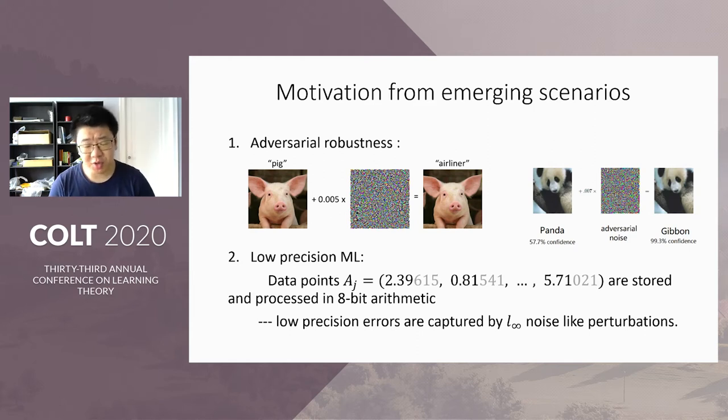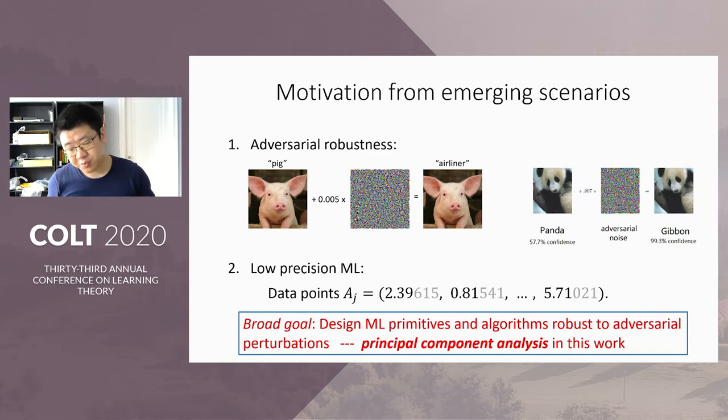So one similarity between these two scenarios is that low-precision errors are captured by L-infinity noise, like perturbations in the first example, even though the error may not be adversarial. Okay, so the basic goal of this study is to design machine learning primitives and algorithms robust to adversarial perturbations. In this work, we will focus on principal component analysis.